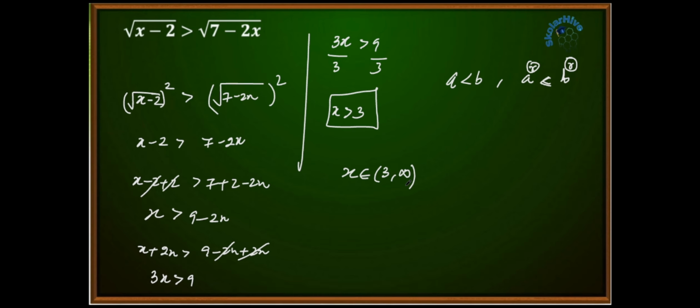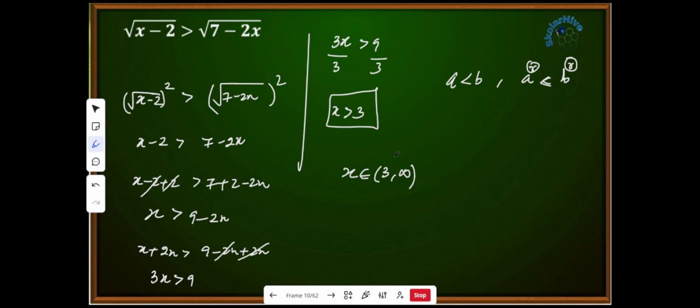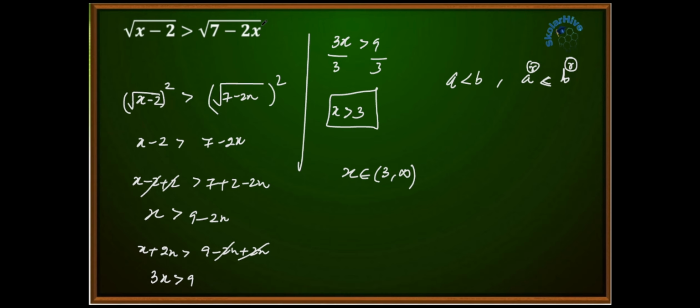But here we need to be very careful, as we are getting the values of x to be bigger than 3, means any number which is bigger than 3, like 4, 5 or whatever number it will come, right? But if you see here, come to this expression, if you put x value to be 4, then this will become 8. 7 minus 8 will be a negative number, and a square root of a negative number is not defined.